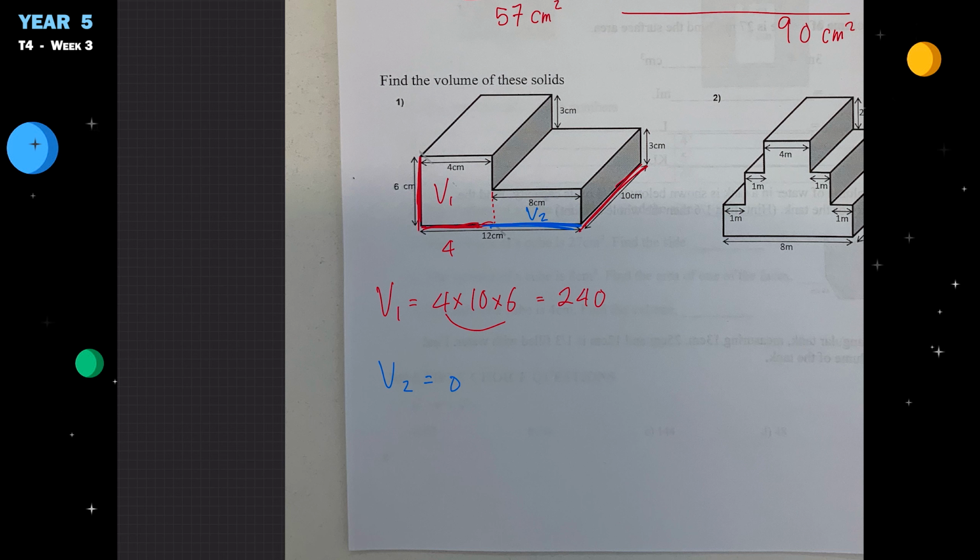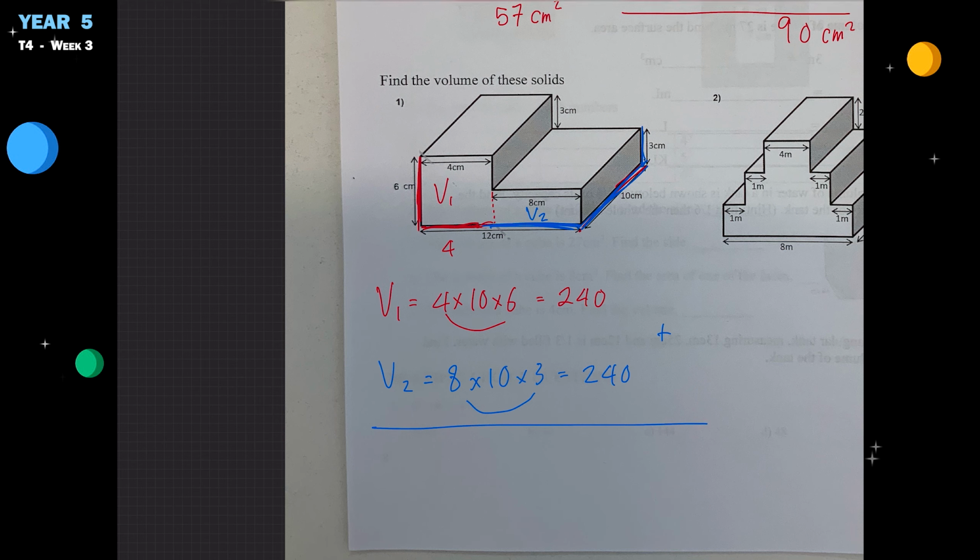We got 8 times it by the width, which is also 10, times it by the height, which is 3. 3 times 8 is 24, 24 times 10 is 240. So the volume of the bottom one is 240, the top one and the first one is also 240.